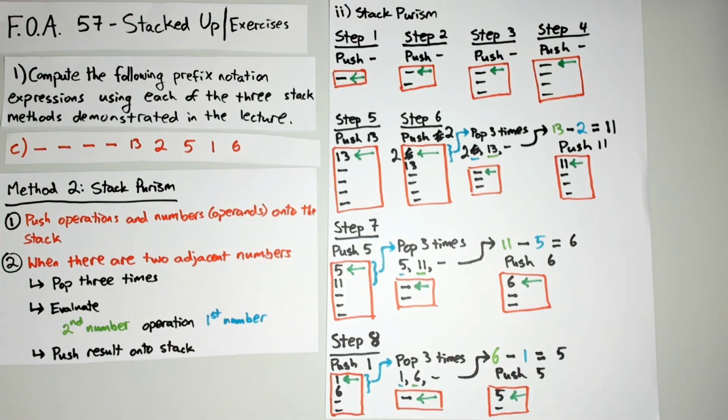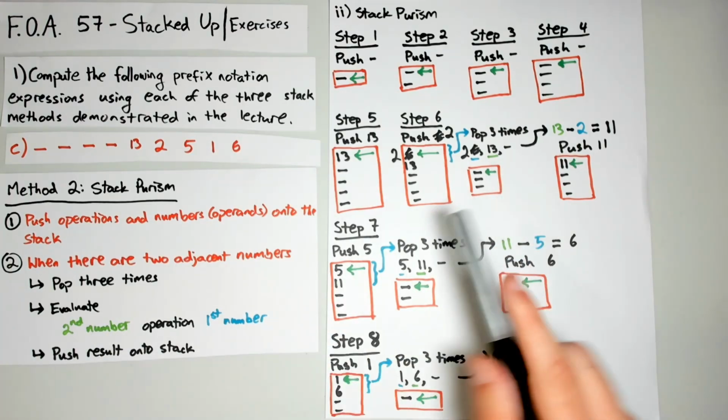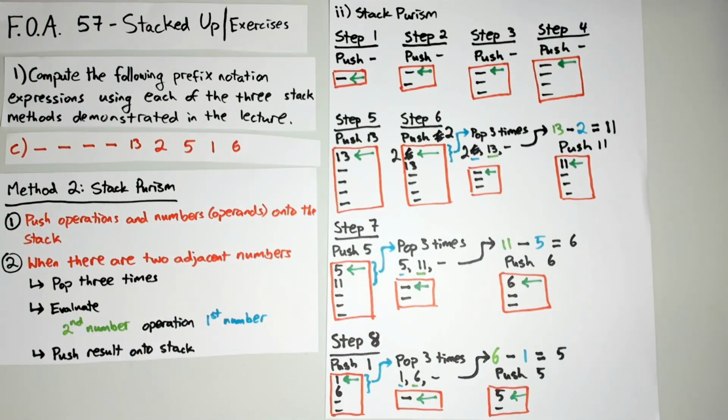All right, awesome. Once again, we need another number to do anything, so let's just keep pushing, because next up is another number. So we push the 1, we get 1 and a 6, 2 numbers there, so we pop 3 times to get those numbers and another minus sign, which leaves us with just 1 last minus sign, so there's only 1 more step after this. So we do 6 minus 1, which gives us 5, and we push the 5 onto the stack.